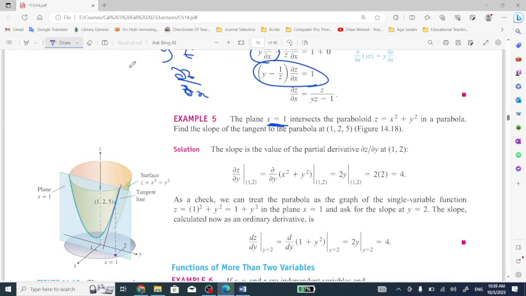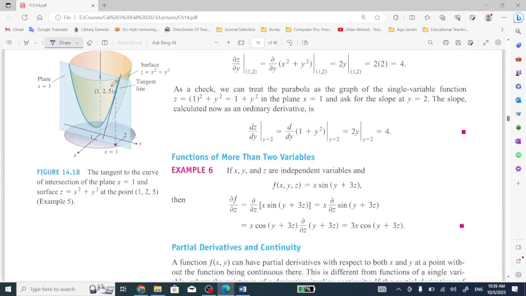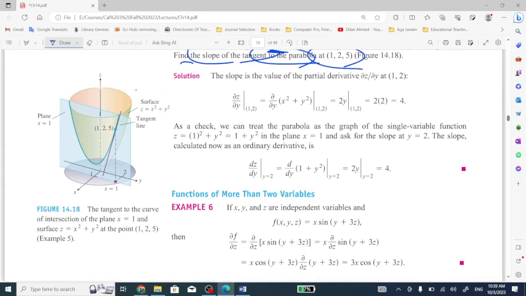So the plane or parabola: find the slope of the tangent line at the point. We try to find the derivative, then put in the numbers, the points, then you will get the result. Can you solve that one?